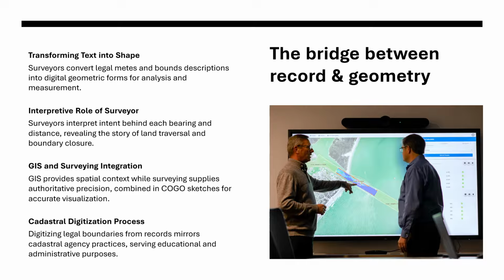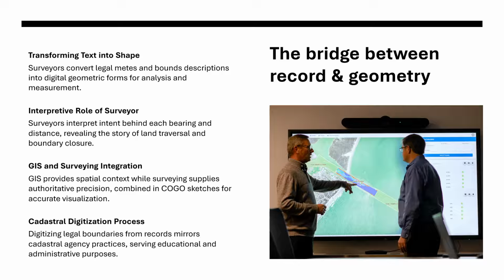We also see here how GIS and surveying overlap, a theme we developed in Lecture 7. GIS gives us context, but surveying gives us authority. The COGO sketch brings both worlds together, producing a geometric representation that's informed by the precision of the surveyor and the visualization power of the GIS analyst.